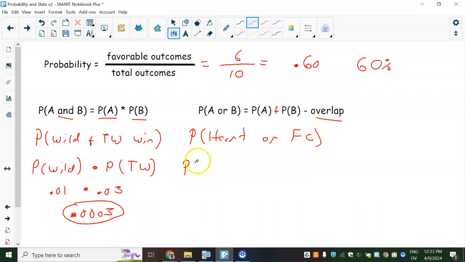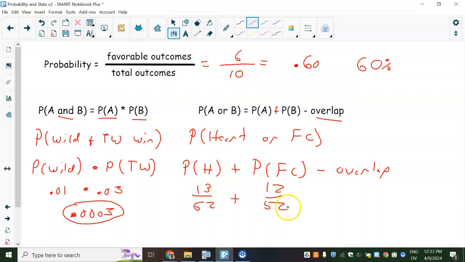So to do this, you take the probability to get a heart plus all the face cards, so probability of face card, but then some get counted twice. The ones that are both heart and face cards get counted twice. So the hearts, there's like 13 out of 52, and the face cards, there's 12 out of 52. But if you look at a deck of cards, there's 3 that are both face cards and hearts, so they got counted twice, so you got to minus those off.